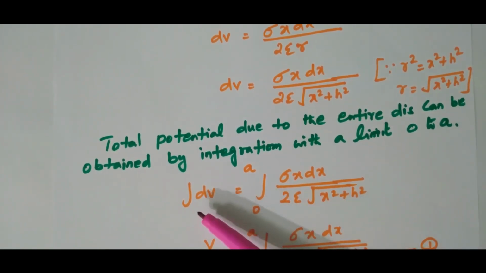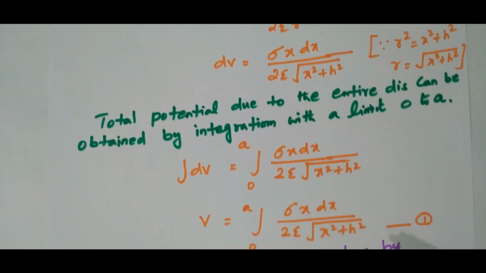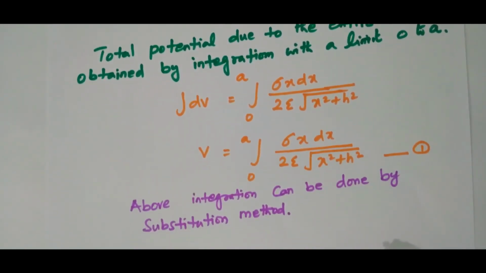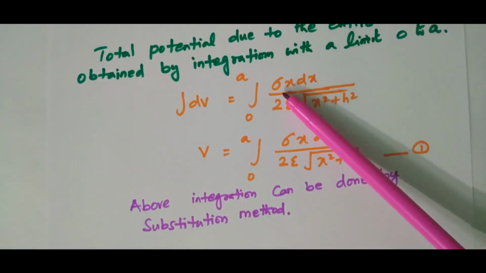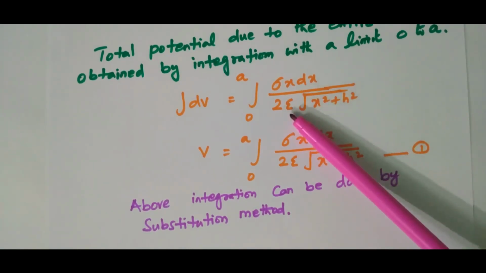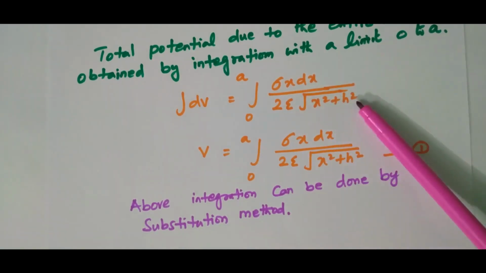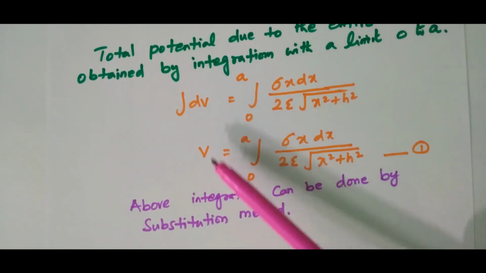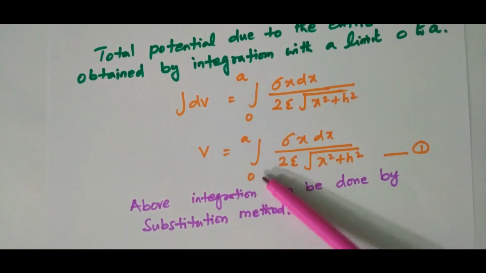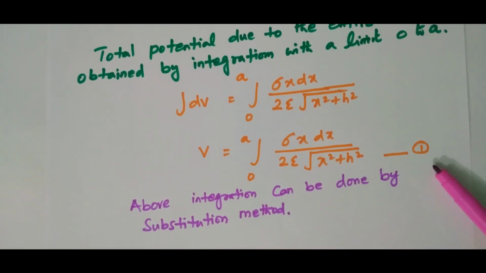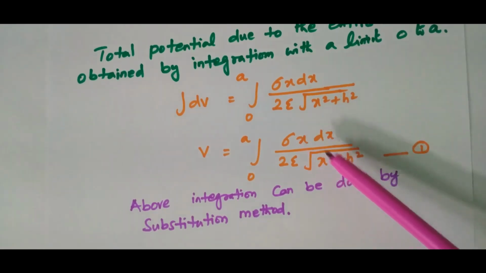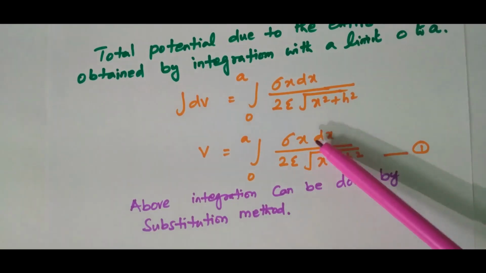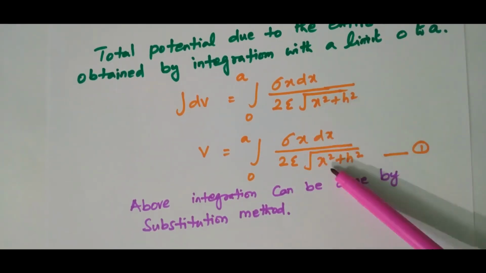So by integrating on both sides, integral dV equal to integral 0 to a sigma x dx divided by 2 epsilon square root of x square plus h square. Integral dV is V. So 0 to a, this value. This is equation number 1. Now, in the integration with respect to dx, x is available both in the numerator as well as the denominator.